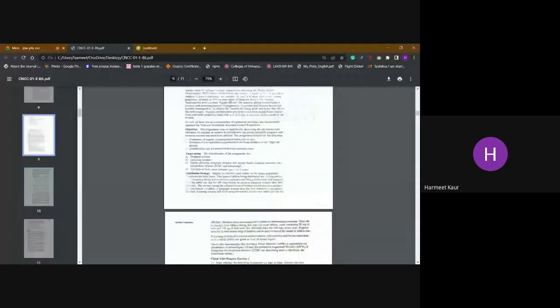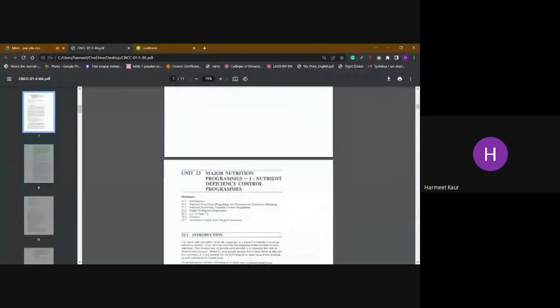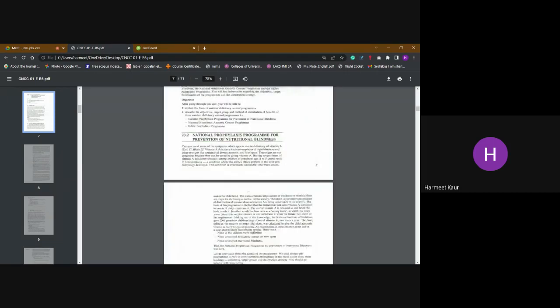Yes. So the initial units of your Block 6 deal with different programs. The first part is related to nutrient deficiency control programs, which deal with majorly three or four programs that are very predominantly working in the Indian scenario, related to control of certain nutrient deficiencies. The first program is known as the National Prophylaxis Program for Prevention of Nutritional Blindness.